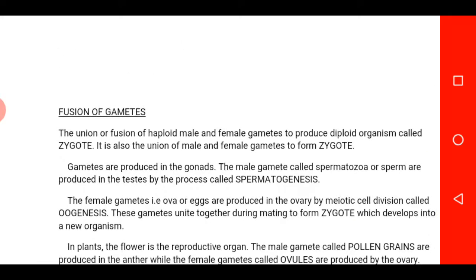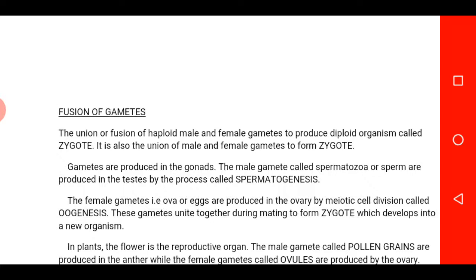What we are trying to say is that there will be fusion of male and female gametes for the formation of zygote, and this process is called fertilization. When a male and female organism fuses together and a zygote is formed, we say fertilization has taken place, and it is this zygote that will be developed into a new individual.